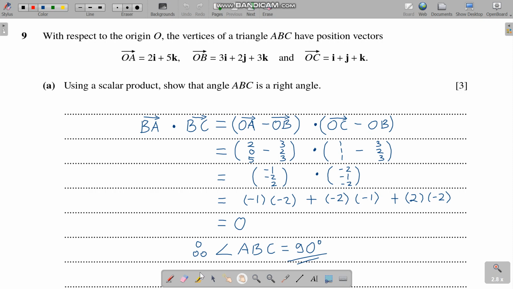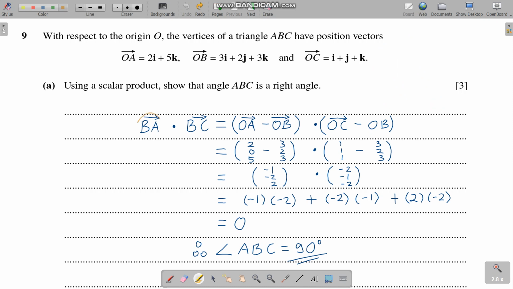Using scalar product, dot product, show that ABC is a right angle. So if ABC is a right angle, well, that means BA dot BC must be 0, because if they're perpendicular, the dot product is 0. So let's just find BA dot BC.